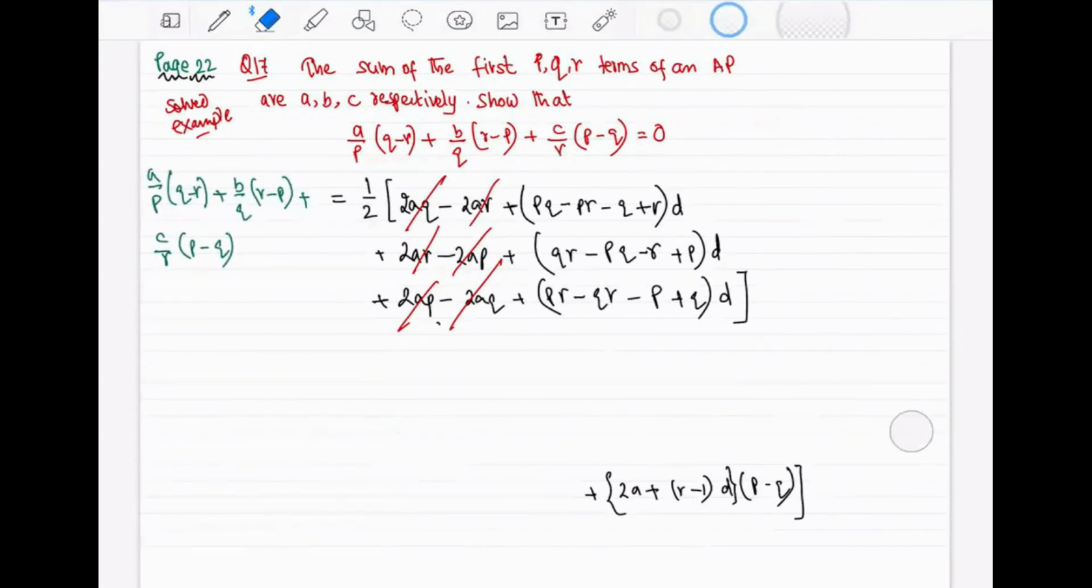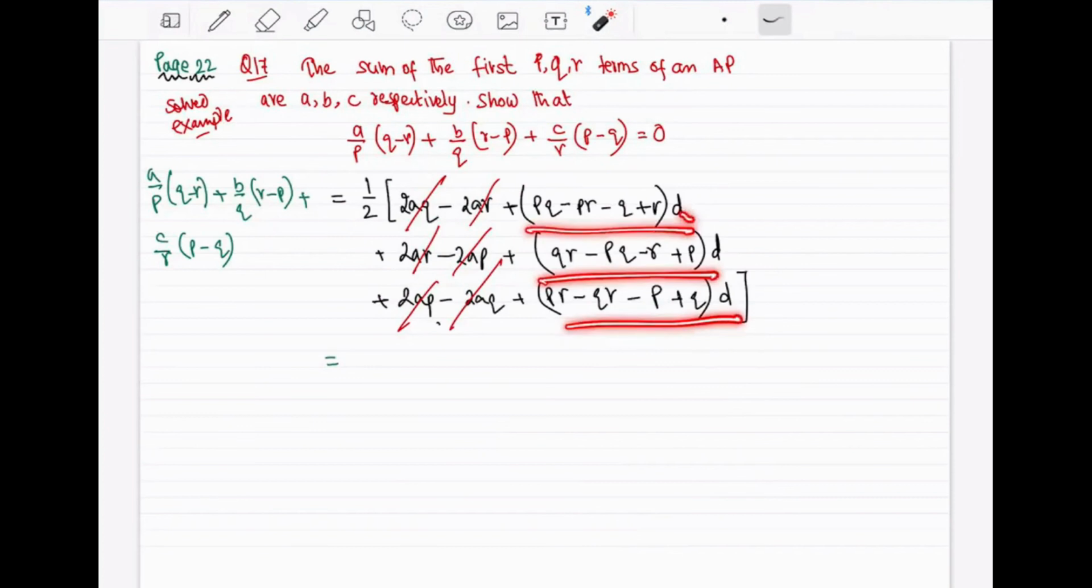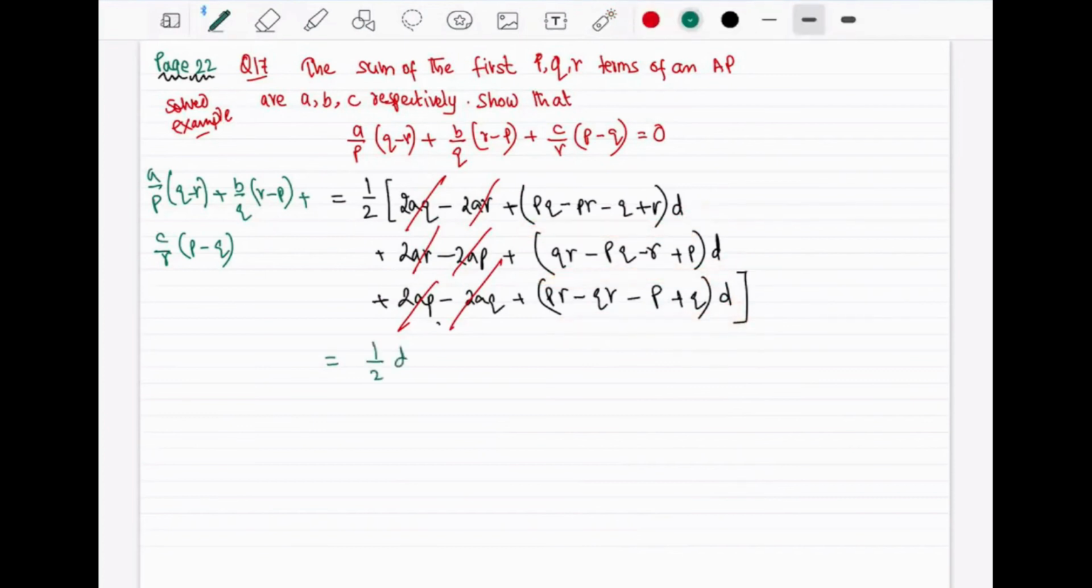Let's rough this up. Okay, what is remaining now is equal to, this part is remaining, this part is remaining, this part is remaining. In all of them, d is a common factor. So if I take half d as a common factor outside, put the remaining stuff, pq minus pr minus q plus r. There is a plus sign in front of the bracket, so when you open the brackets, the signs are going to be the same. So just open as it is. No need to multiply the sign.